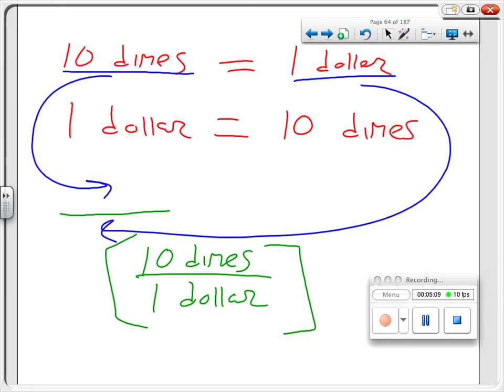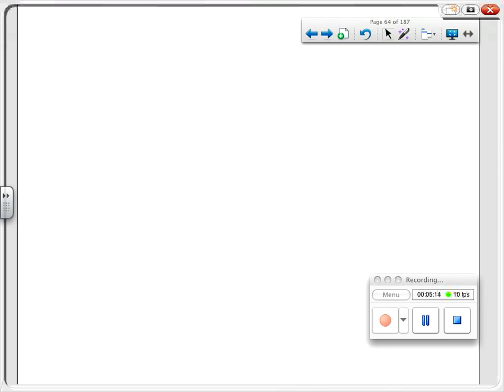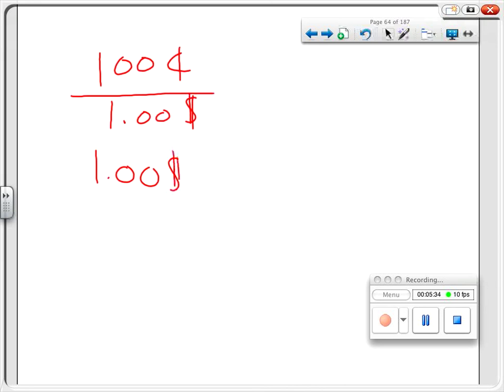What's my point? The grand point is a conversion factor has a line that means equal, and it has two things on either side of it that are equal. So I can say 100 cents over $1. And I can also say $1 over 100 cents. These are exactly the same expression.